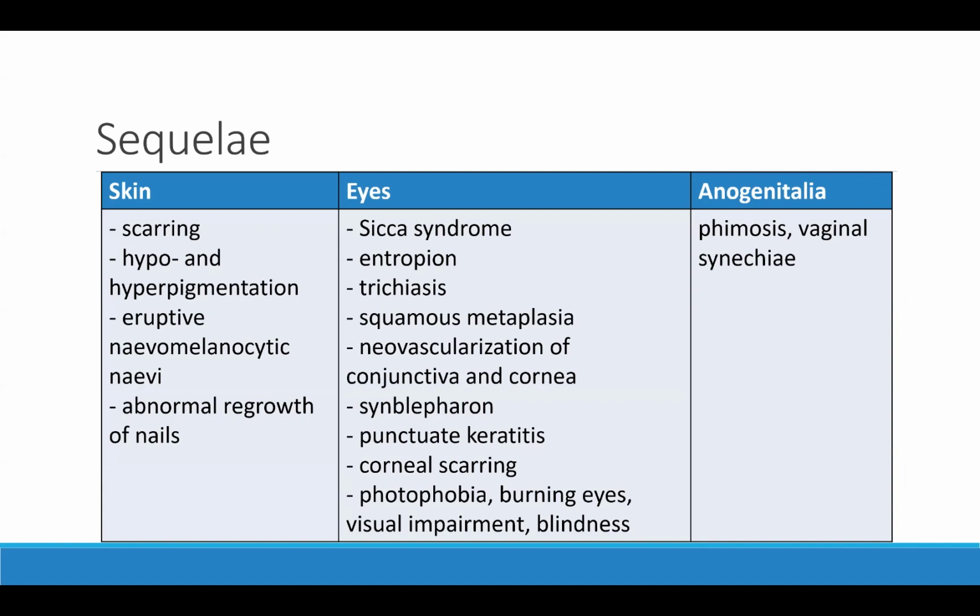These are some sequelae of SJS-TEN. For the skin, you can have scarring, hypo and hyperpigmentation, eruptive melanocytic nevi, as well as abnormal regrowth of nails. For the eyes, this is more complex and serious. You can develop sicca syndrome, entropion, trichiasis, squamous metaplasia, neovascularization of the conjunctiva and cornea, symblepharon, punctate keratitis, corneal scarring, photophobia, burning eyes, visual impairment, and even blindness. For the anogenitalia, you can develop phimosis as well as vaginal synechiae.